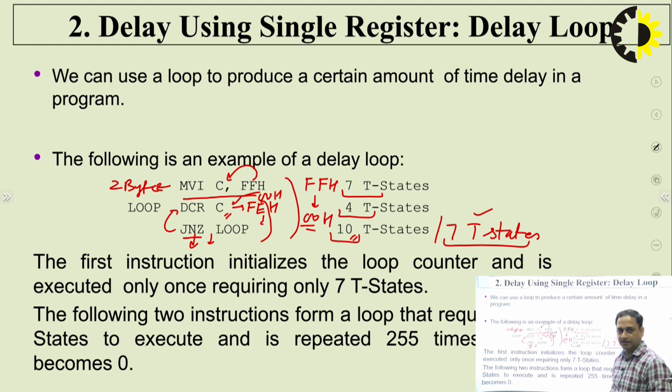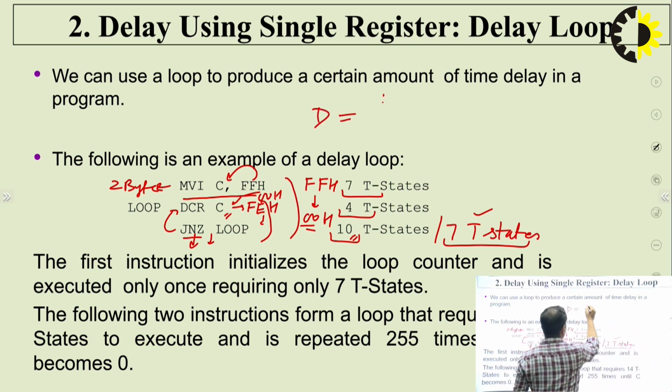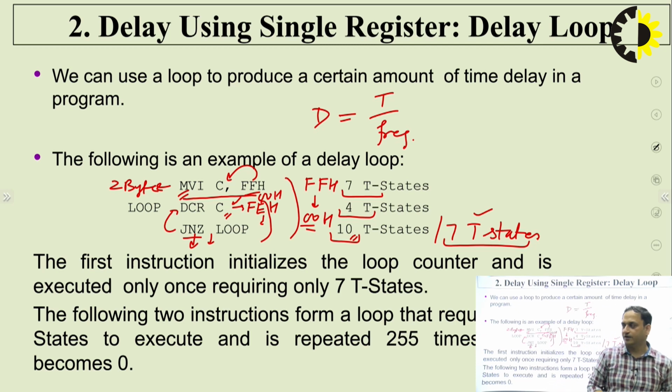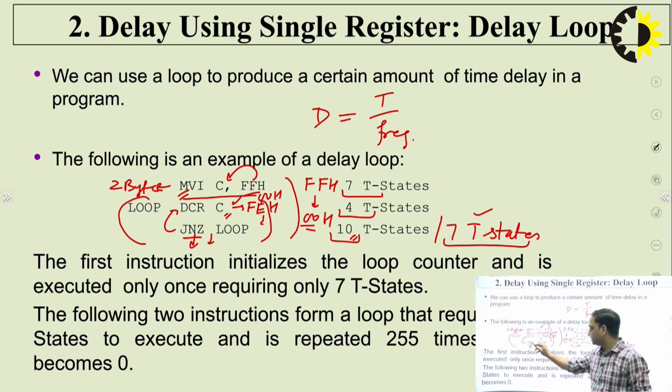So how do we calculate the delay? The formula is the same. As we are aware, delay is equal to the number of T states divided by the frequency. In the previous case we saw that MVI requires 7 T states. So simply, 7 T states divided by the frequency, say 2 megahertz, gives 3.5 microseconds. This is only for the MVI instruction. But when we have a loop construct in the program, we have to find the total T states for this particular loop. One is the MVI, the second is the loop construct.